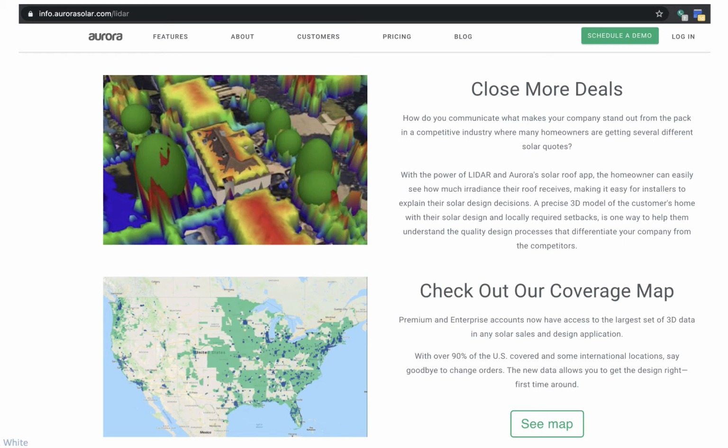There's different places that there's LiDAR coverage. They had to have an airplane fly over with a laser in the different places. So you can see that it's a lot of the urban areas, places where a lot of the rooftop solar is in the United States. So that was Aurora Solar.